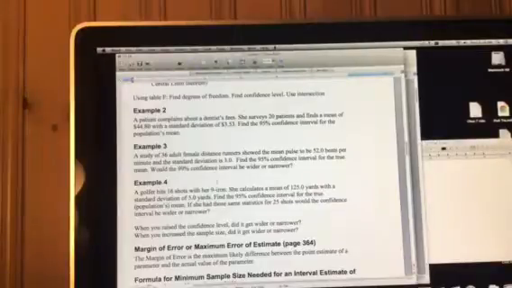This video looks at finding the confidence interval when we do not have a known population standard deviation and we have a small sample. To do that, we're going to look at example 2. A patient complains about a dentist's fees. She surveys 20 patients and finds a mean of $44.80 with a standard deviation of $3.53. Find the 95% confidence interval for the population mean.